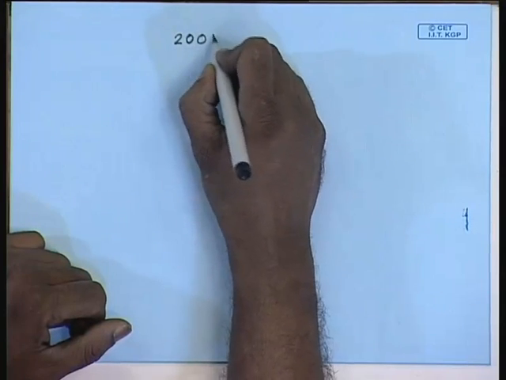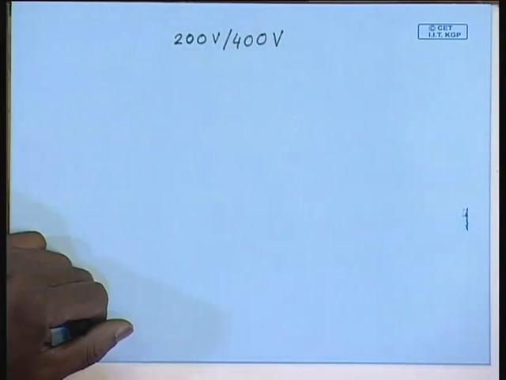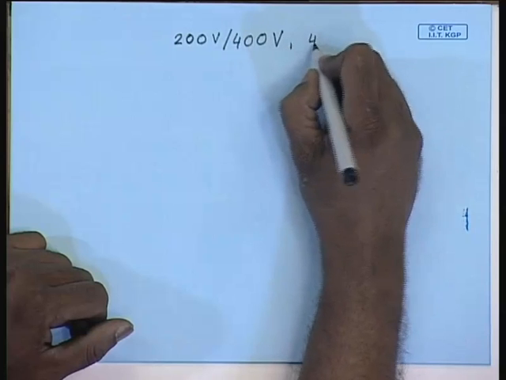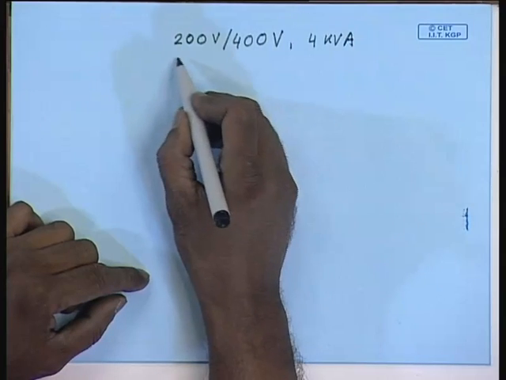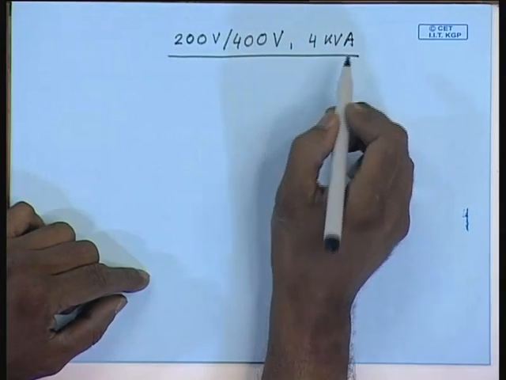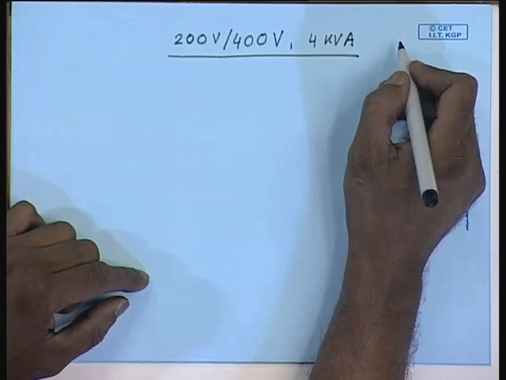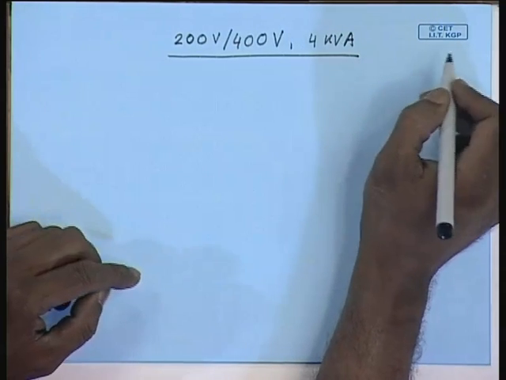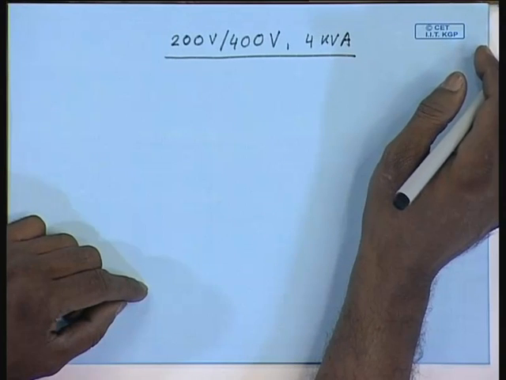Let us say we have a 200 volt by 400 volt single phase transformer and rated at 4 kVA. I want to perform no load and short circuit test on this transformer. So, what should be the rating of different equipments that I should choose?